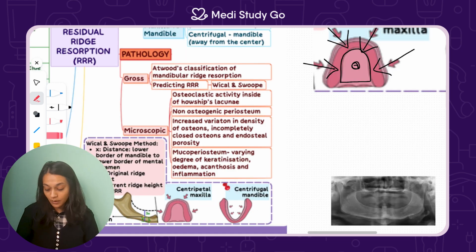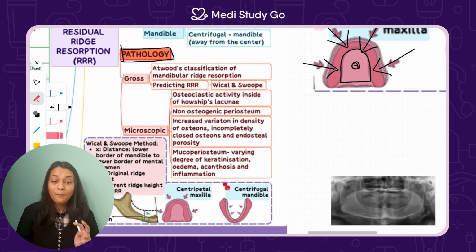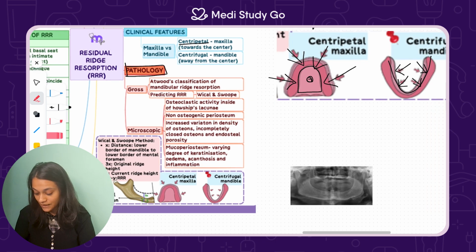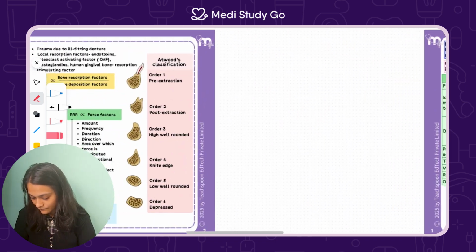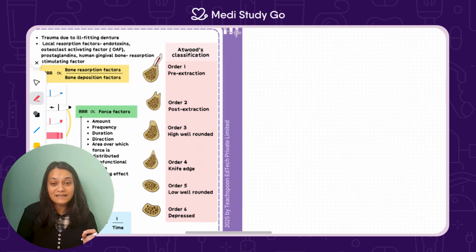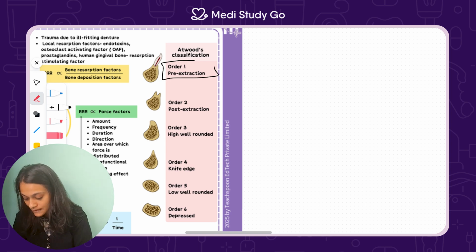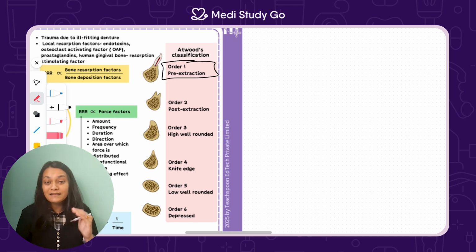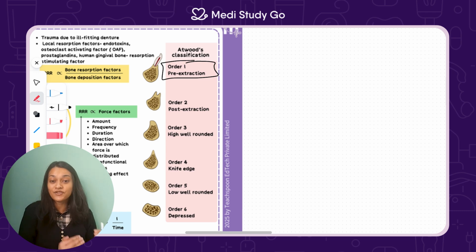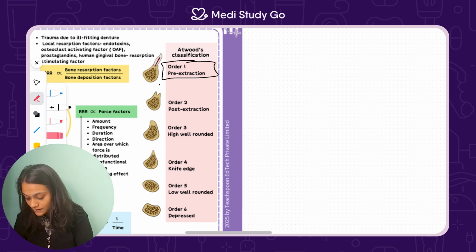So let's talk about pathology. Pathology can be broadly divided into gross and microscopic features. For gross, we have this very classic classification, which is Atwood's classification. What happens in Atwood's classification? Let's see. It divides the entire residual ridge resorption into 6 types. First is not under any classification because it is at pre-extraction. Now, once the extraction has happened, there are going to be various changes that will be seen. So, order 2 means post-extraction.